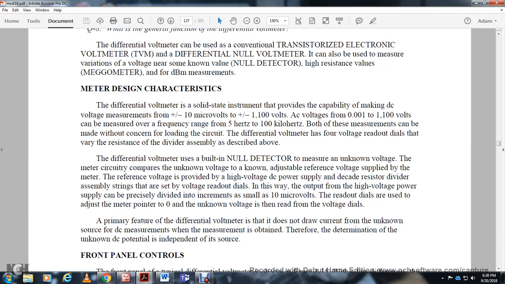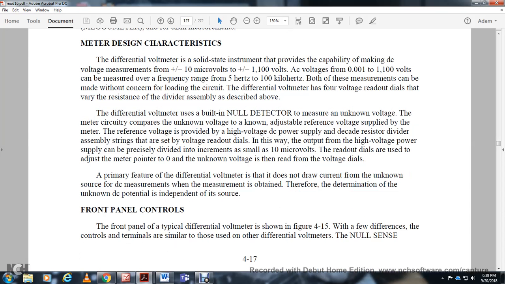As described above, the differential voltmeter is built with a voltmeter where the unknown voltage is compared with a definite reference voltage supplied by the meter. The reference voltage is provided by a high voltage DC power supply and a dedicated resistor divider assembly, set with the voltage reading dials. The high voltage power supply can be precisely divided in increments such as 10 microvolts, with the readout dials, until the meter points at zero, and the unknown voltage is read with the voltage dials.